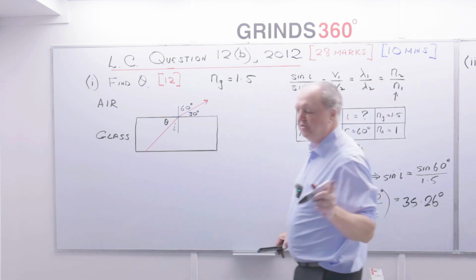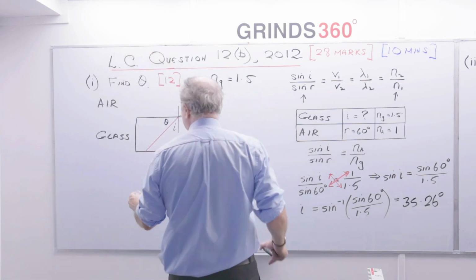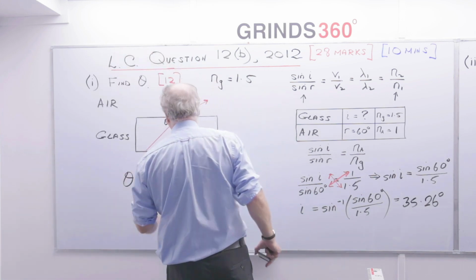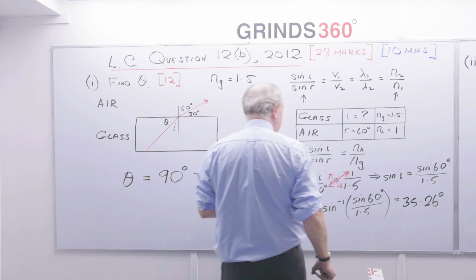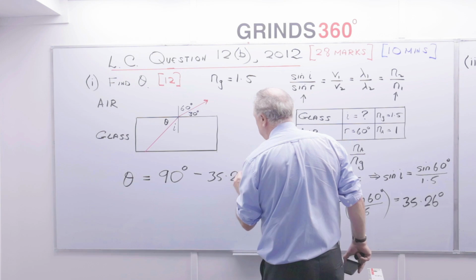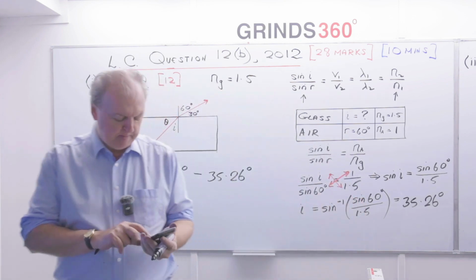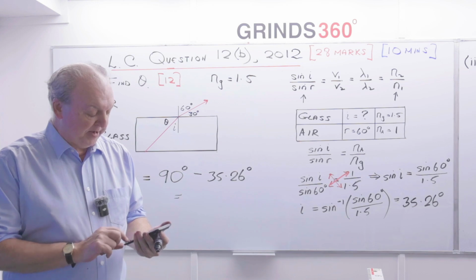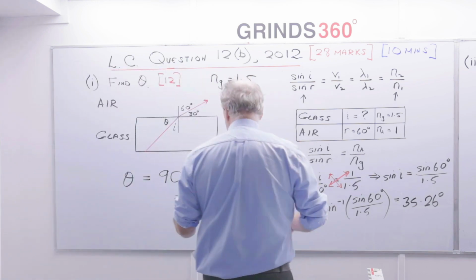And of course, it's not I that we're looking for, it's theta. So to find theta, just take that angle I away from 90 degrees. So take 35.26 degrees away from 90. And when I do that, I get 54.74 degrees.